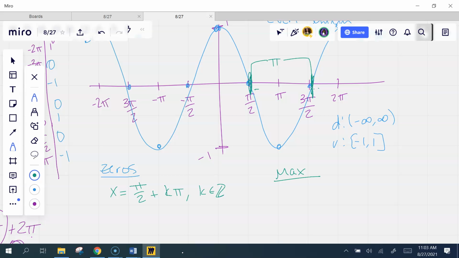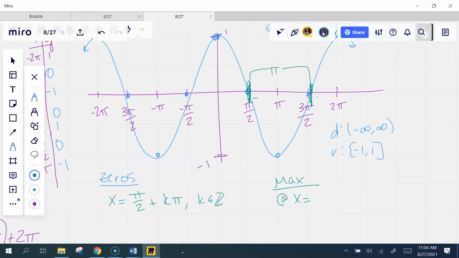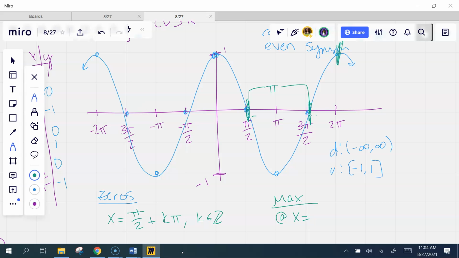All right, maximums, where are they happening? It happened at 0. And then it happened again at 2 pi, yes? And then it happened again at 4 pi. But I need a starting point, and that's the only difference in this. Look at the two of them. It just slid over a half a pi. That's all it did. So my starting point is going to be a little different.